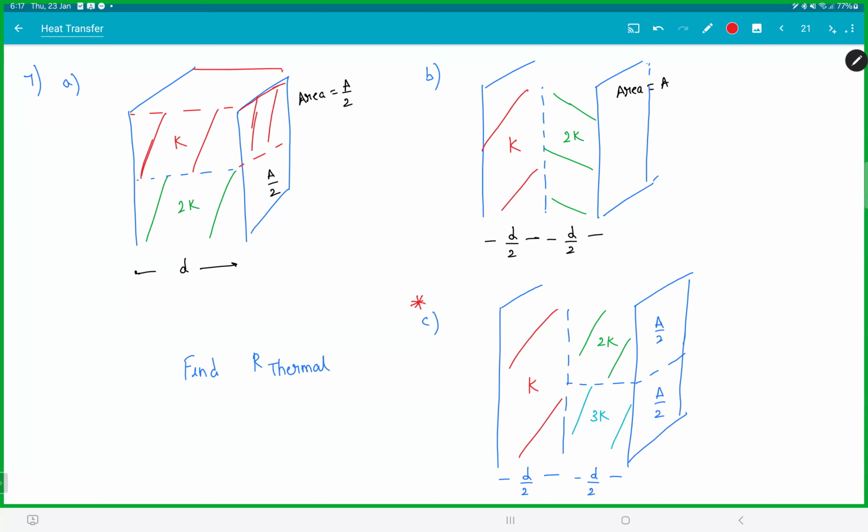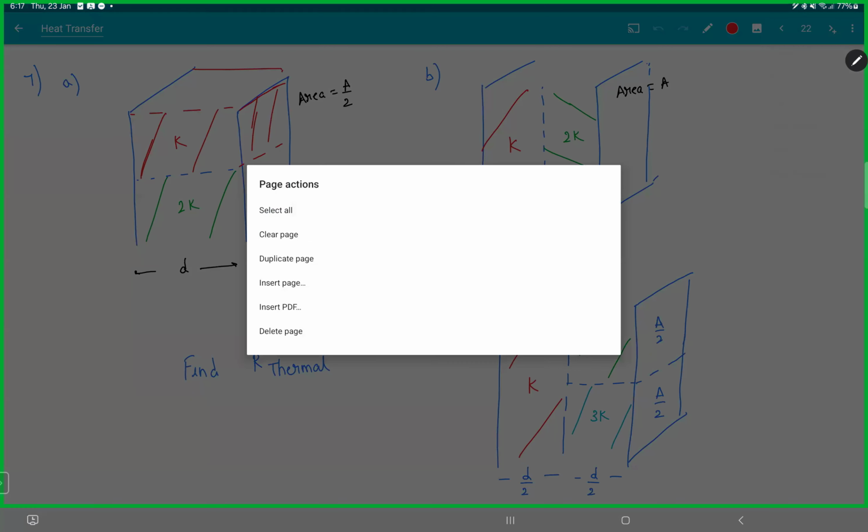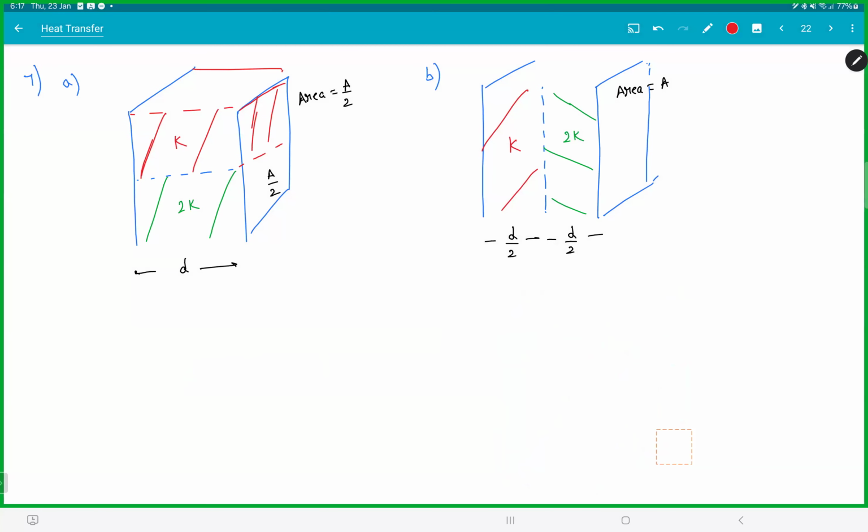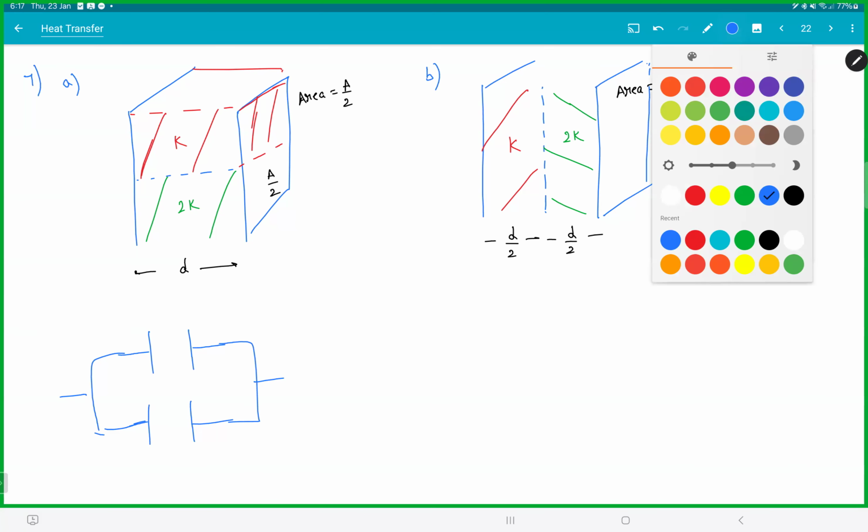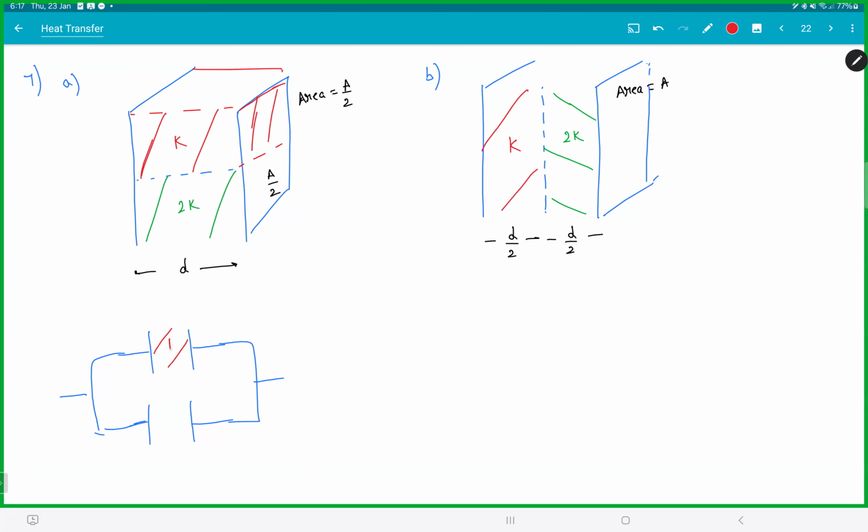Let me show you one. So this is what I can do. I can replace this, the upper half like this and the lower half like this. Can I split this into two pieces? Like this. Where this entire upper half is filled with K, the lower half is filled with 3K. This distance is d. This area is A by 2.